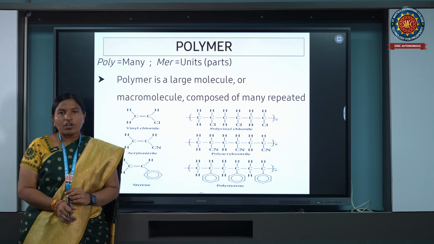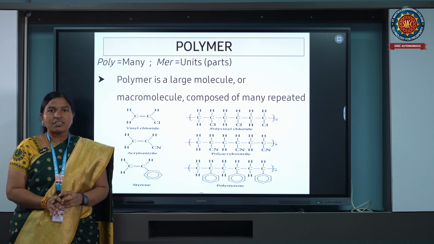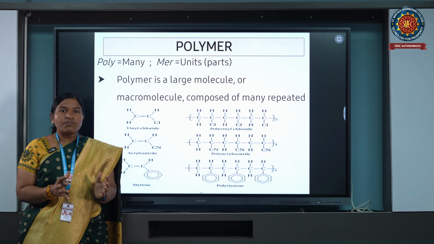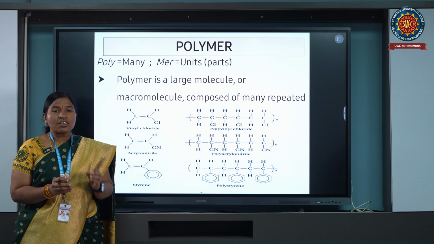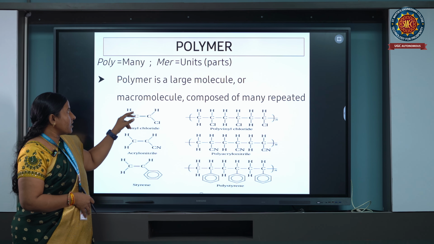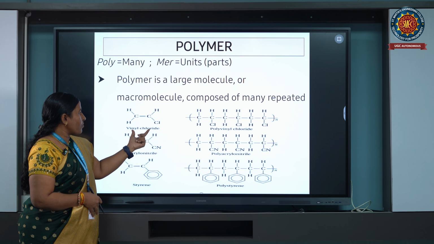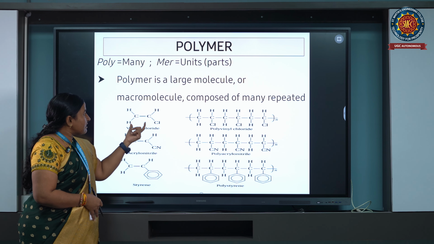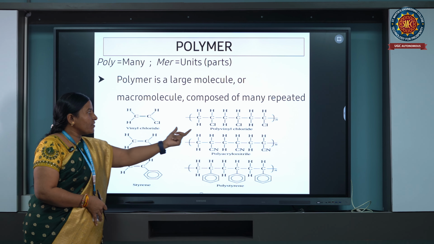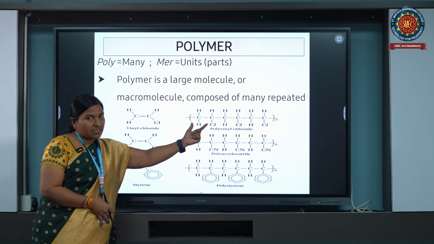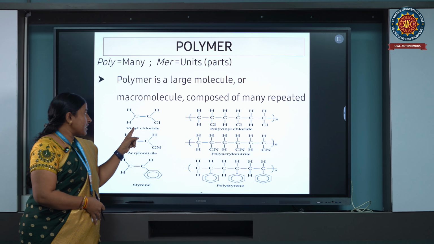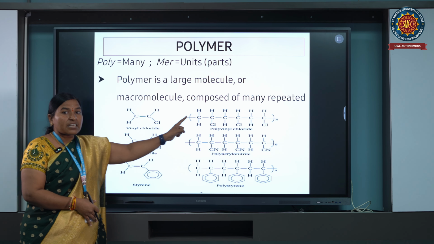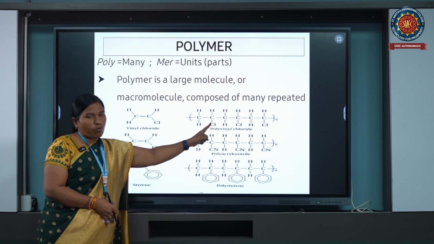These are some of the examples where we are using polymers in day-to-day life. Then, what is a polymer? A polymer is nothing but a large molecule composed of small units. Here one of the monomers is vinyl chloride. This is the small unit which is repeated in the polymer.